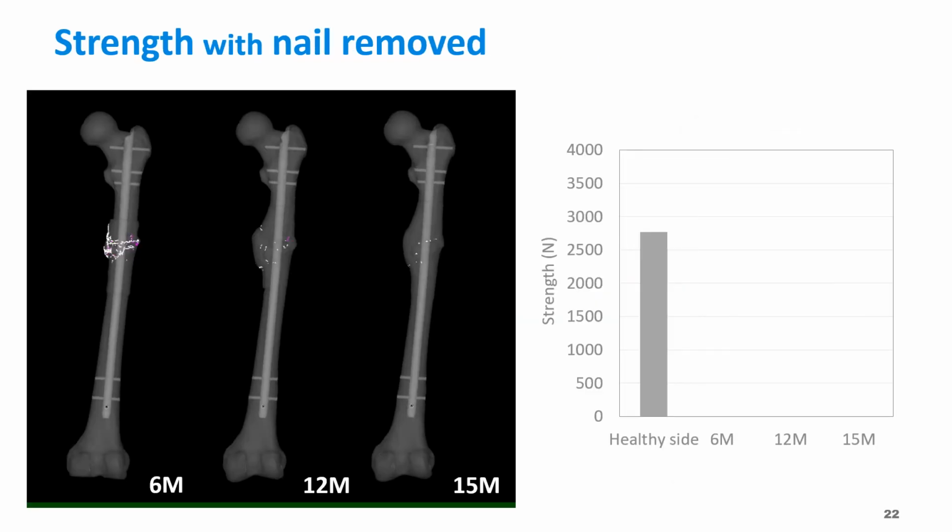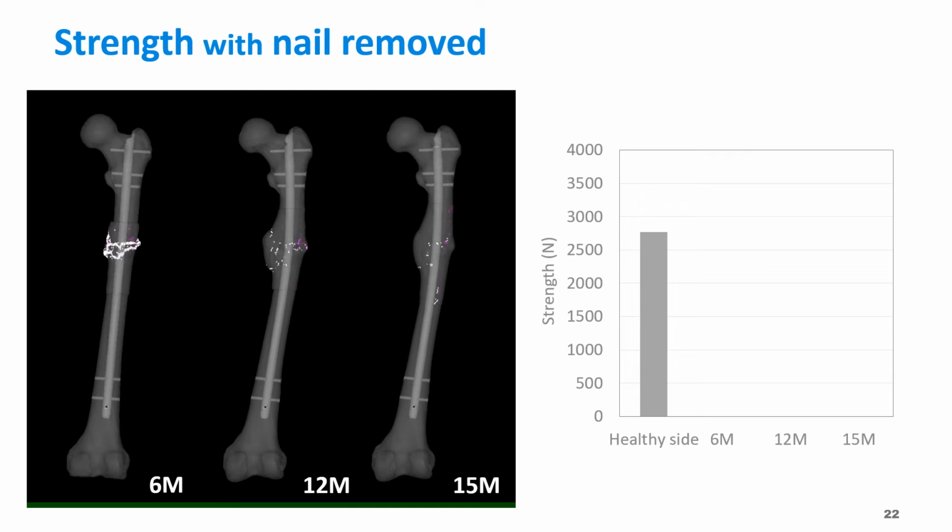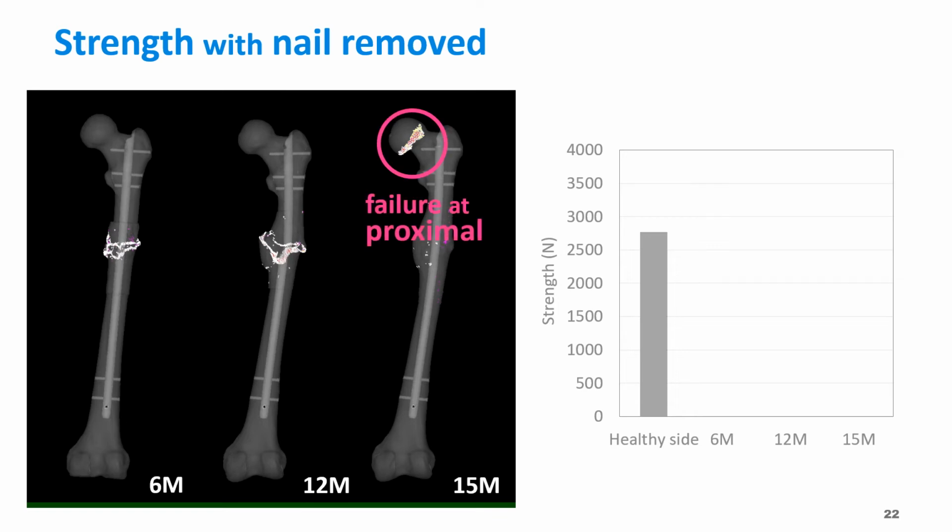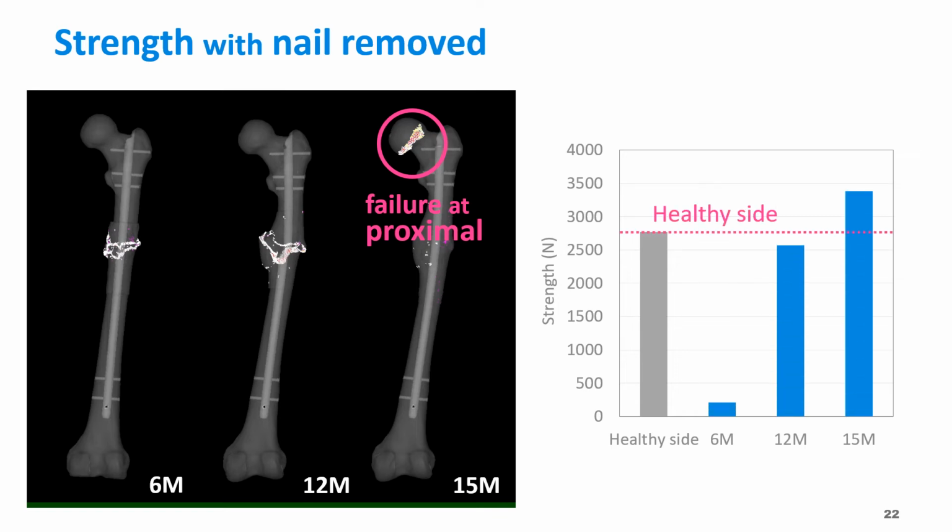These are failure elements of models with nail removed at 6, 12, and 15 months postoperatively. At 6 and 12 months postoperatively, failure elements occurred at the fracture site, but at 15 months postoperatively, they occurred at the proximal site. The strength increased with time, and at 15 months postoperatively, it exceeded the strength of the healthy side.